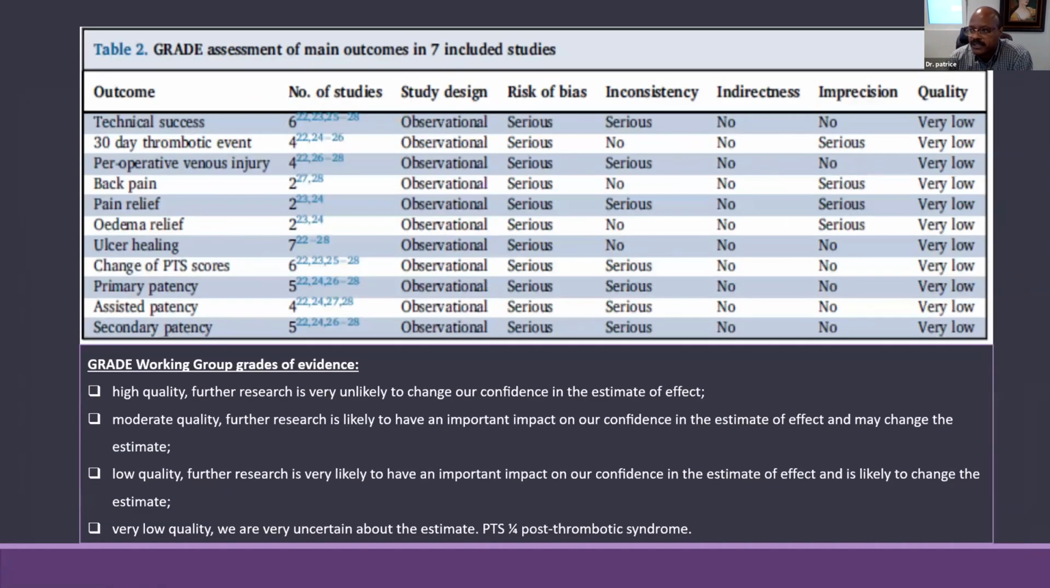So this is a GRADE assessment of main outcomes. It really helps you to look at the paper. You look at the risk of bias and the study design. You look at whether there was imprecision in the study, and what the quality of the paper was. We can see when we look at all those outcomes here that the quality was very low, and the risk of bias of those papers included was really serious.